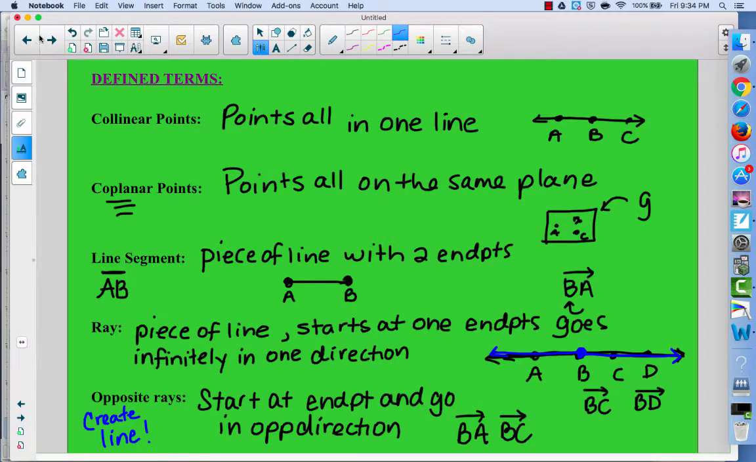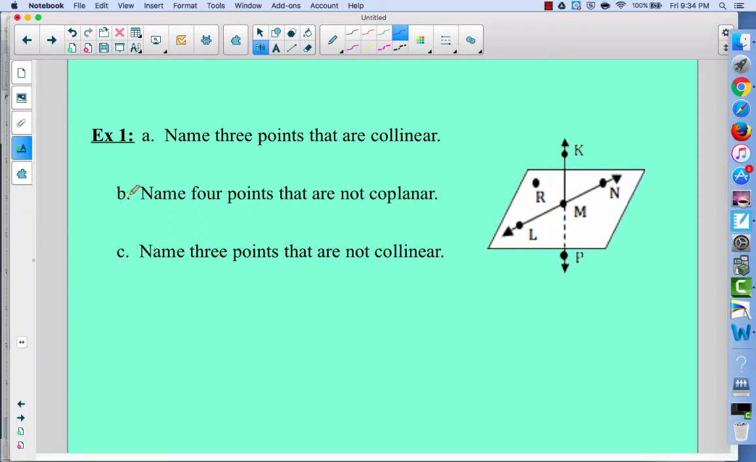All right, so let's look at an example of all these definitions. Now again, we talked about these in class. This is more formalizing of them for you. We want to name 3 collinear points. Okay, so there's lots of ways I could do that. I could say LMN. Those are on the same line. I also could say KMP.